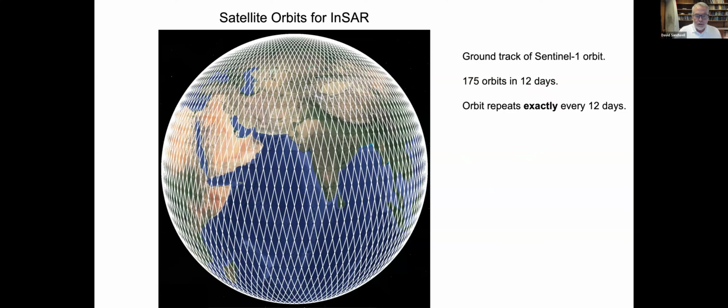But to do InSAR, you have to have the orbit repeat exactly between the reference and the repeat image of the Earth. Exactly means better than 100 meters if you can do that. And so all these orbits have a particular repeat cycle. Sentinel has a repeat cycle of 12 days. And in that 12 days, it does 175 orbits. Other satellites maybe have 35-day repeat or 42-day repeat, but they all repeat.